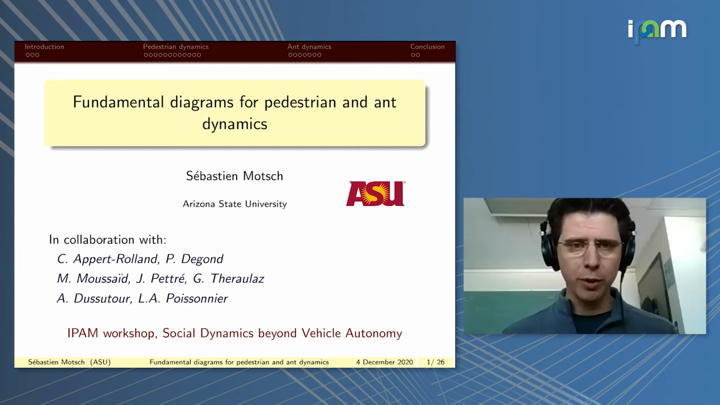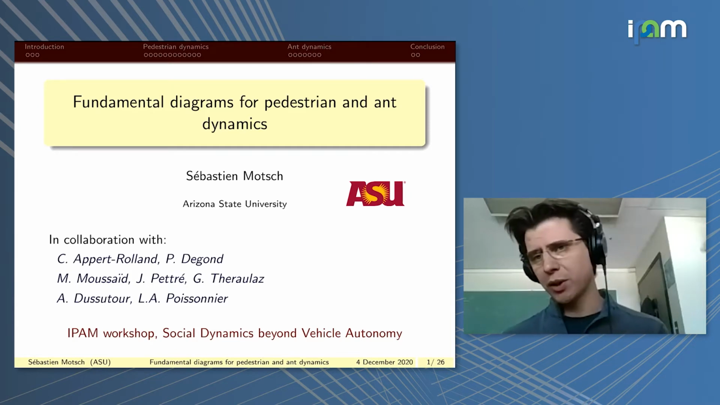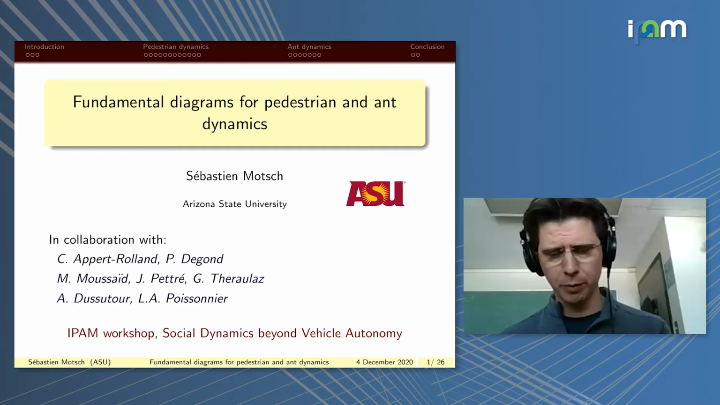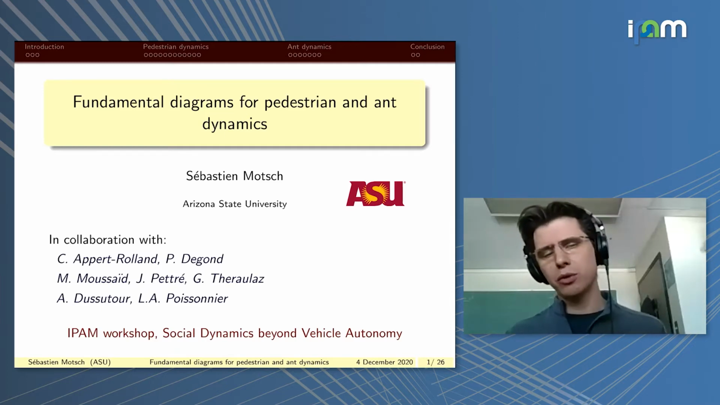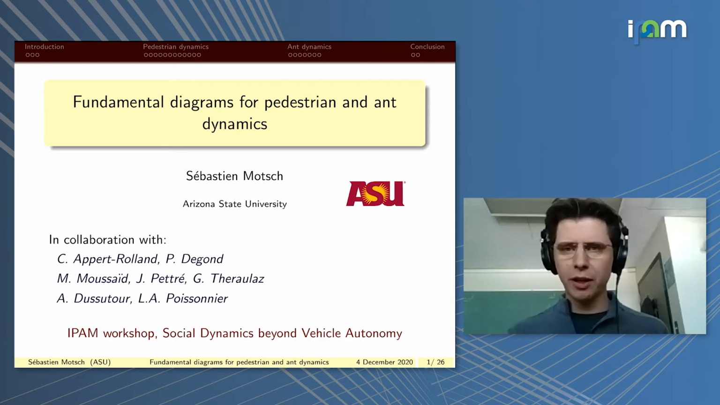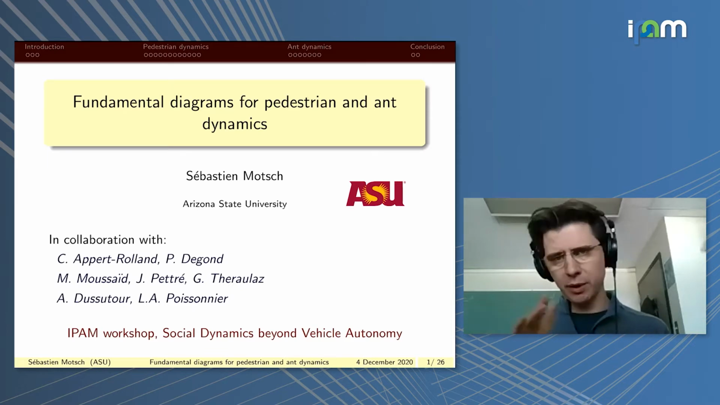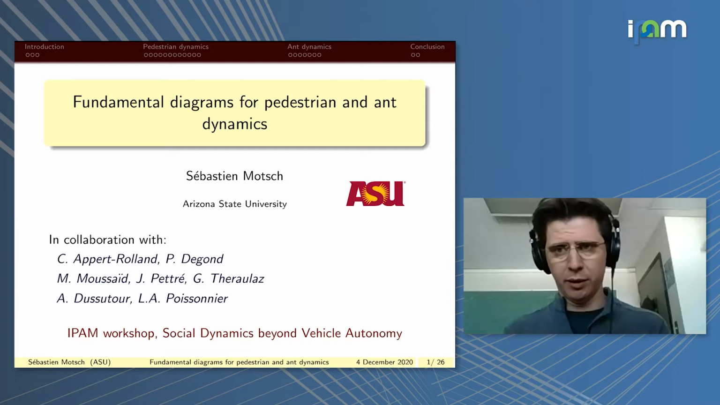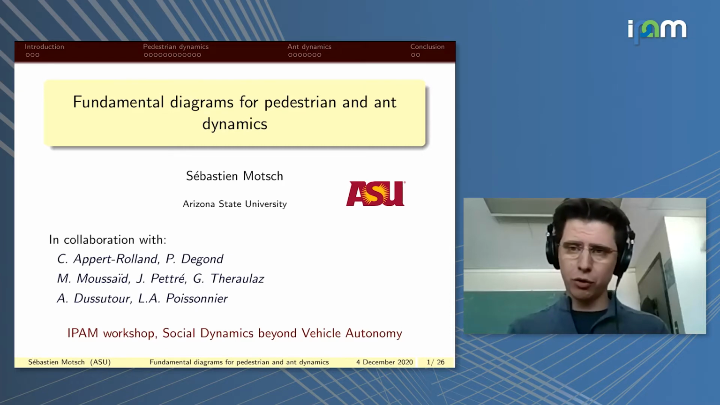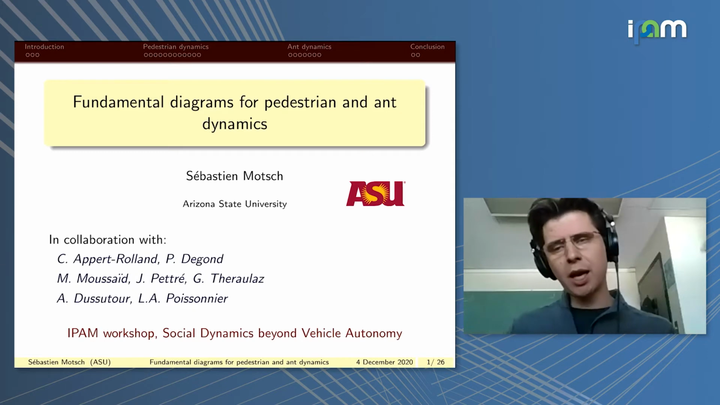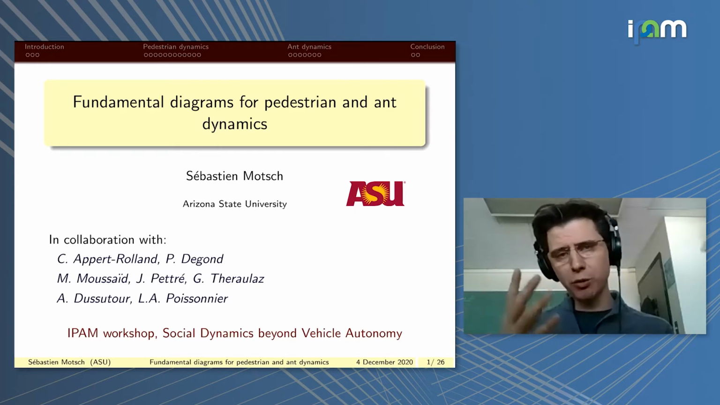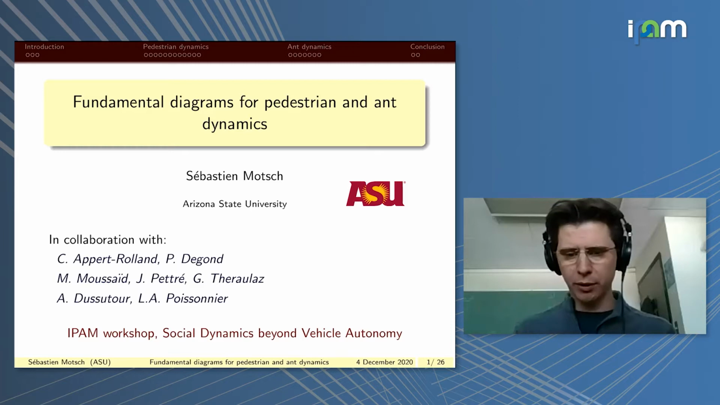So yes, I'm going to talk about fundamental diagrams. It's something we already have seen many times during the workshop. And here I'm going to talk more from an interdisciplinary point of view. I'm going to try to link this fundamental diagram with several types of experiments that my collaborators did, for two types of biological systems, pedestrians and ants. We're going to use the fundamental diagram more as a tool rather than saying that that's the model. It's just going to be a way to explore what's going on.